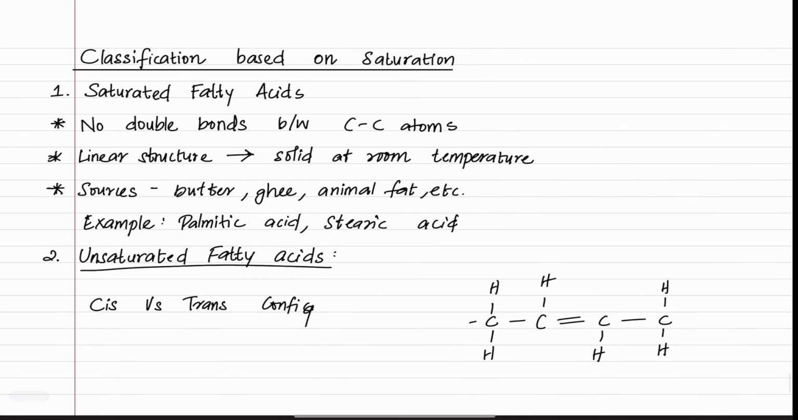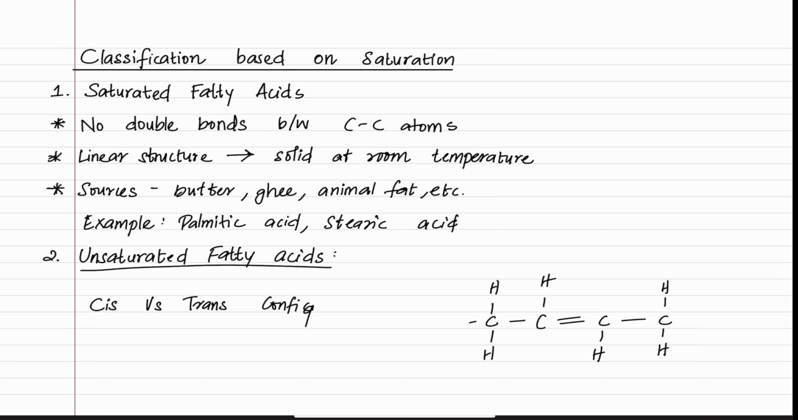Moving on to classification, we can classify fatty acids using 2 parameters, which would be saturation and essentiality. So based on saturation, it can be classified as saturated fatty acids and unsaturated fatty acids. So saturated fatty acids, as the name suggests, they don't have any double bonds. They have a linear structure. Due to the linear structure, they are solid at room temperature. Sources include butter, ghee, animal fat, etc. Examples are palmitic acid and stearic acid.